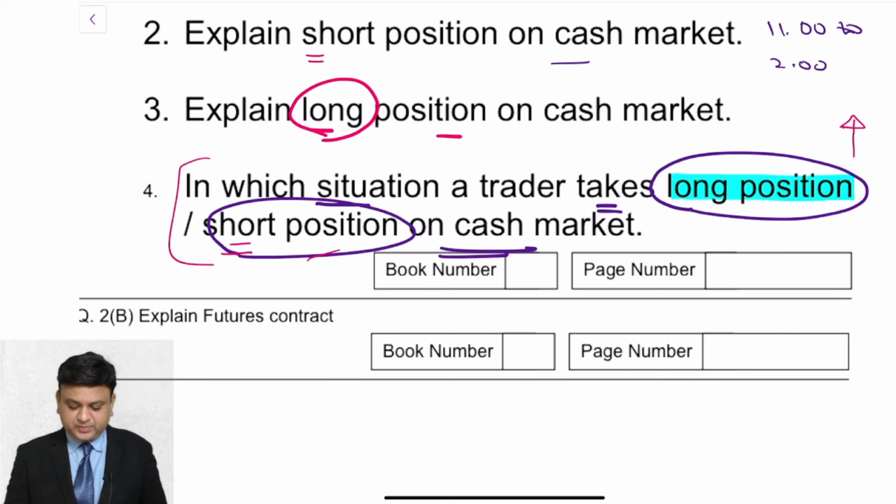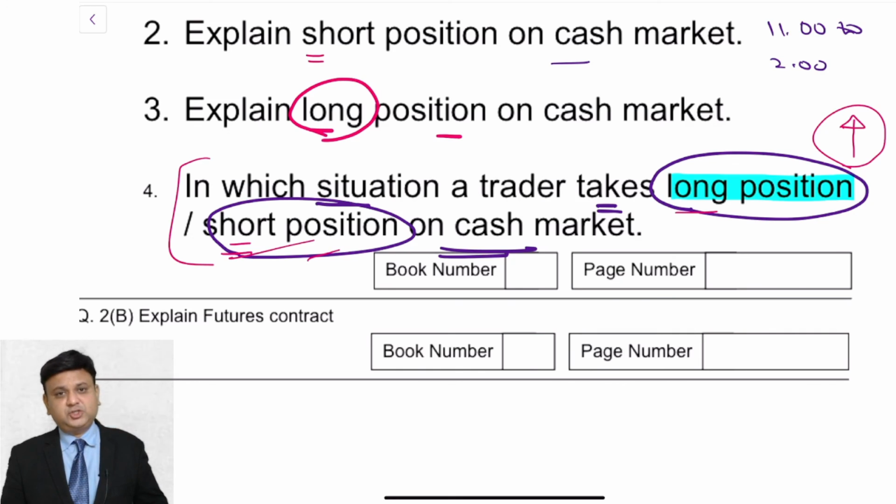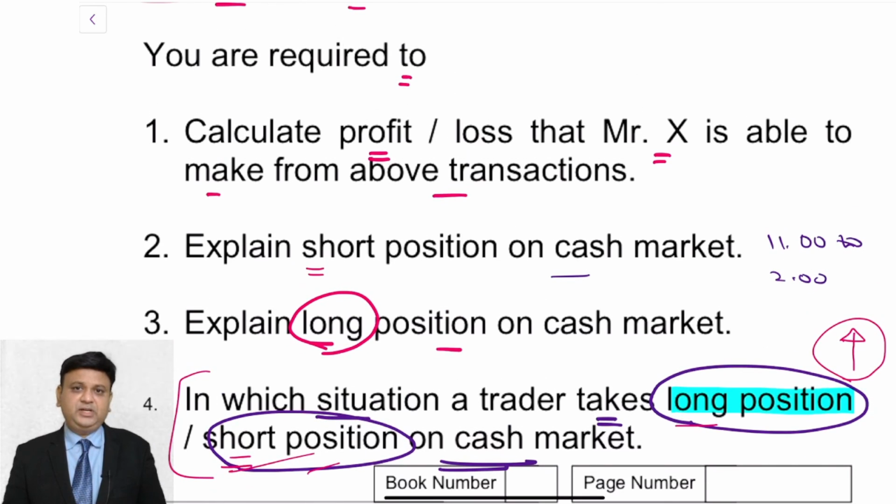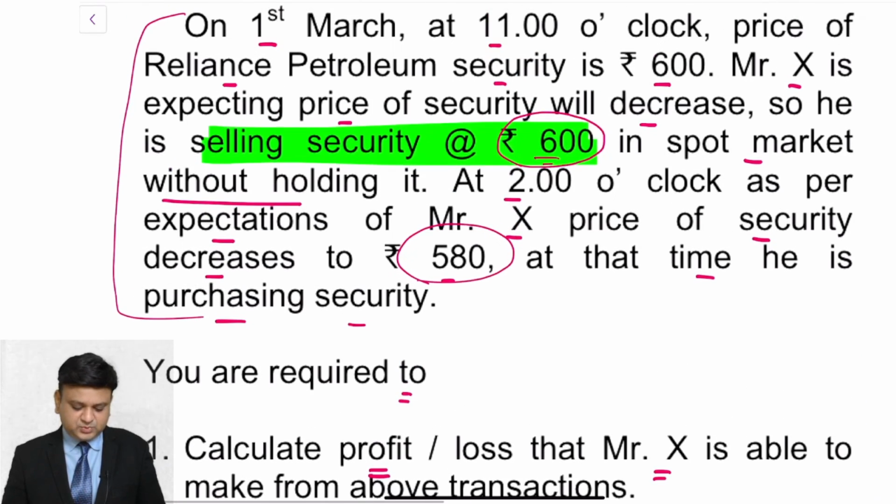If you are expecting the price to go up, you take a long position, however the market is falling down, then in that case you will incur a loss. Reverse, if you are expecting the price to fall down, you take a short position and the price increases, then in that case you will incur a loss. This is what we understand.